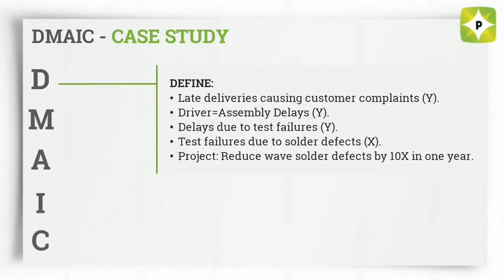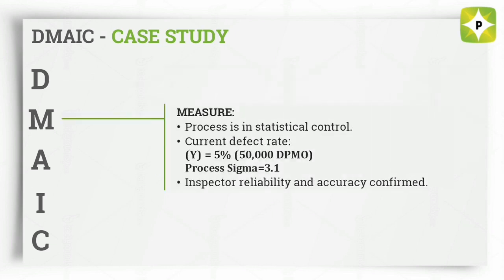Define the goals of the improvement activity. The leadership identified an opportunity, customer complaints. This is a why that is driven by assembly delays, which is driven by test failures, which is driven by solder defects. We could keep going, but the black belt decided to undertake a project to reduce customer complaints by reducing wave solder defects.